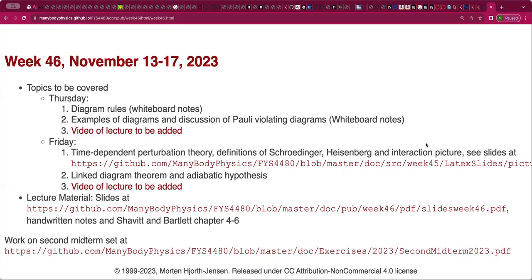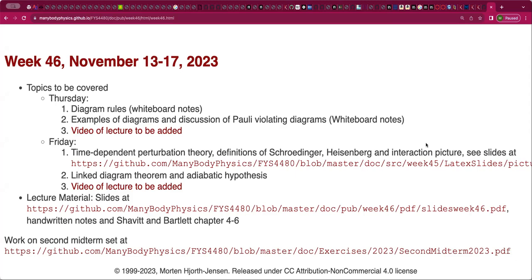Welcome back. And the topic this week is to try to wrap up this discussion on perturbation theory. And we are going to list the basic diagram rules. And then we are going to look at some examples. And in terms of time-independent perturbation theory, we will state the so-called link diagram theorem.